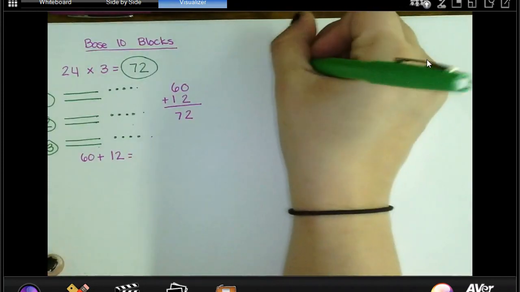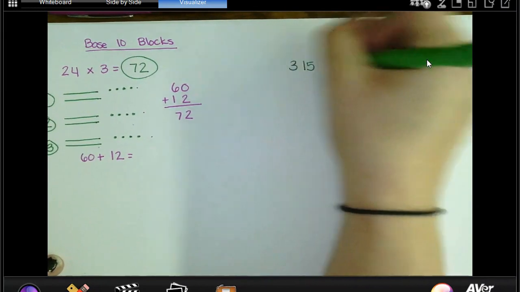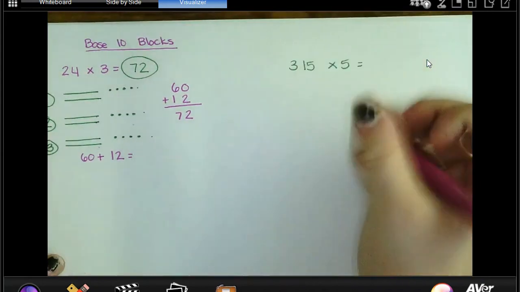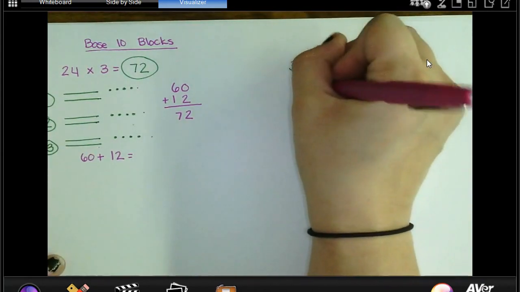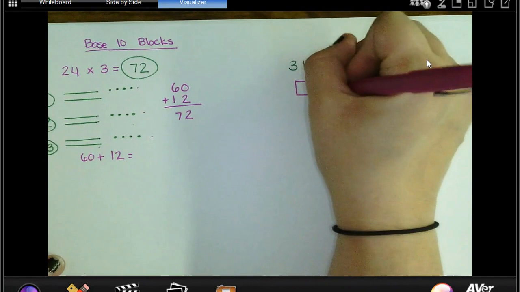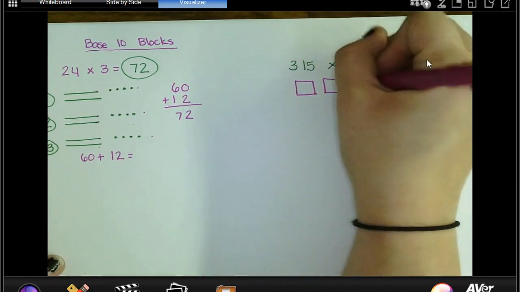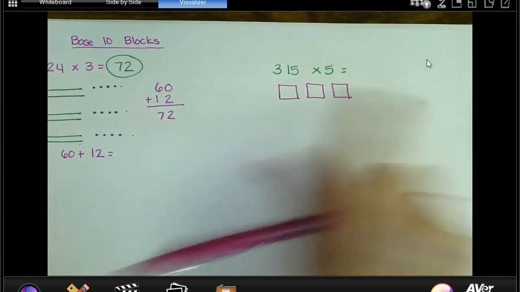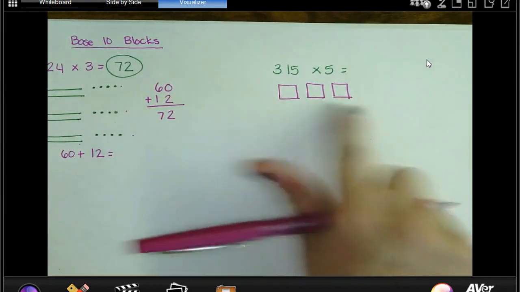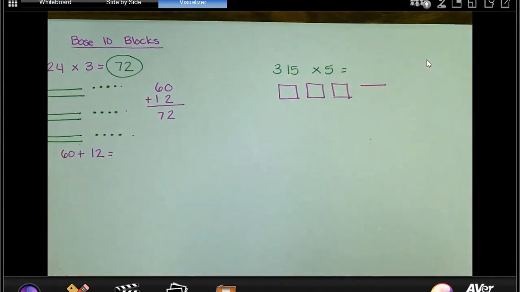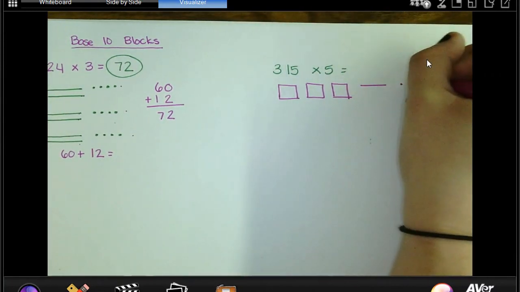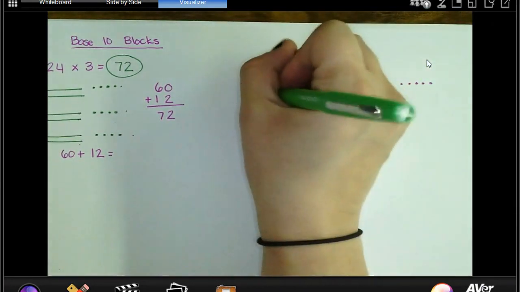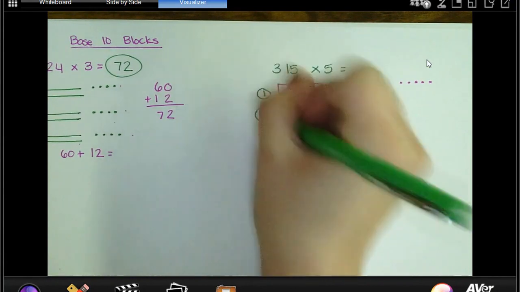This works the same way when we multiply by hundreds. So we could do 315 times 5. And we would draw that with our blocks. Our hundreds are a square. So 1, 2, 300. And we like to keep it going horizontal just because it makes it neat and easier to add up when we're done. So 310. 1, 2, 3, 4, 5. So that is one group of 315. We need 5.